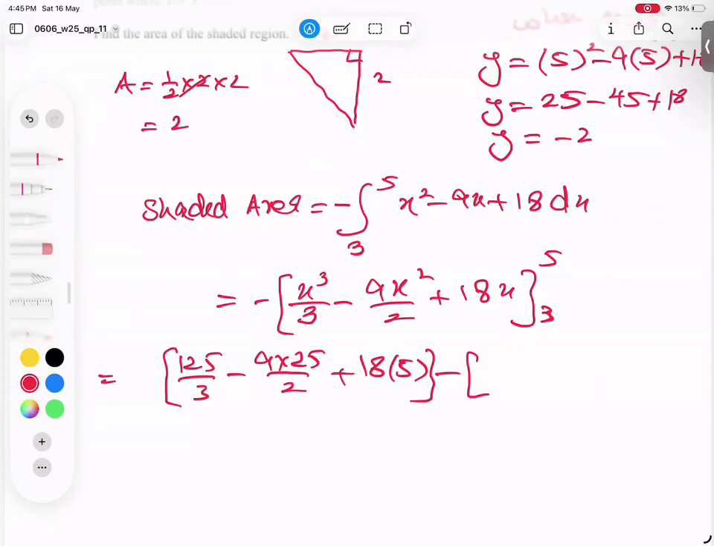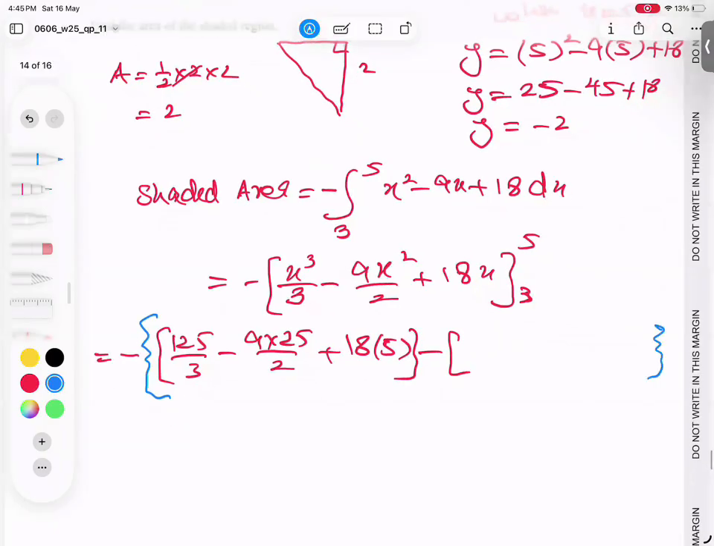So here I'm getting a negative outside. And this bracket, a curly bracket, I'm starting and I'm ending. I think the point is clear, and this negative comes from that point. And now I'm replacing this: 3, 27 over 3, and 9 times 9 over 2, and plus 18 times 3. It will give us the answer under the curve.